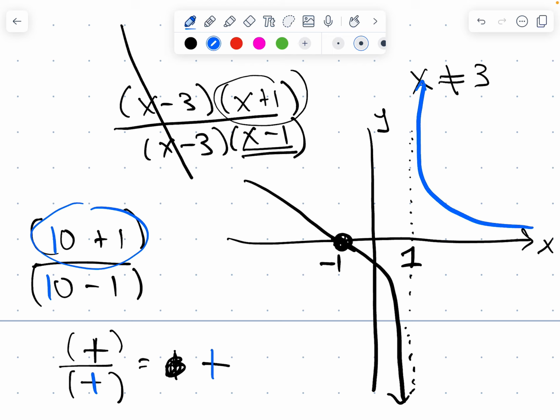Okay, so now my graph looks like this. It goes down the asymptote here, goes up the asymptote here, but remember, x can't equal 3. So right here at 3, I'm going to draw an open circle right at that point, which just tells me that that point is not defined.